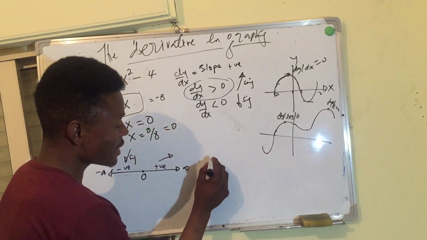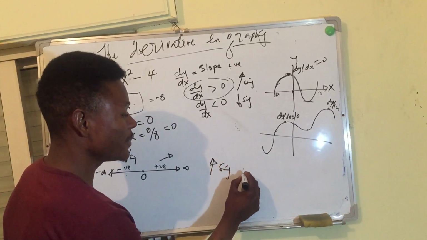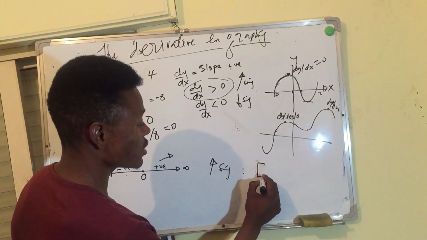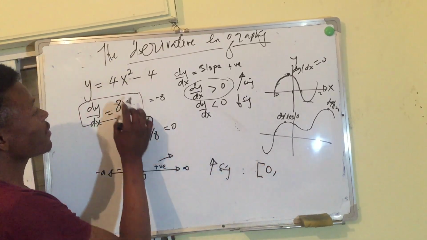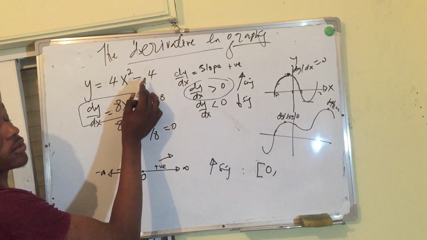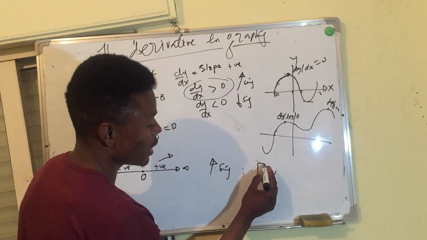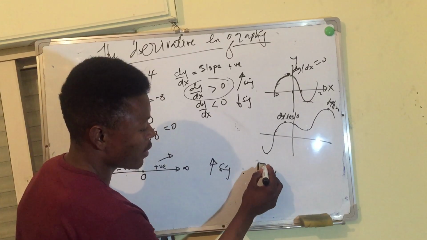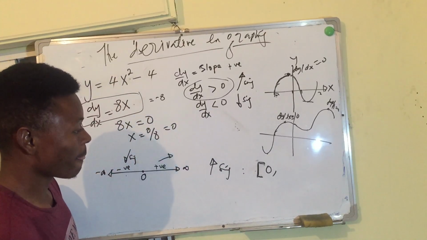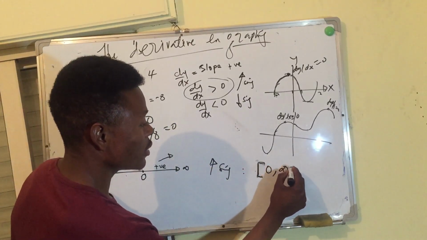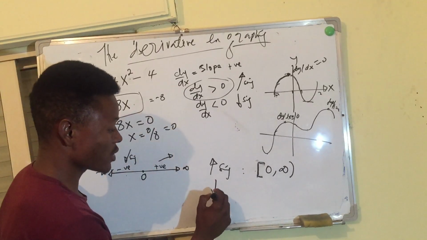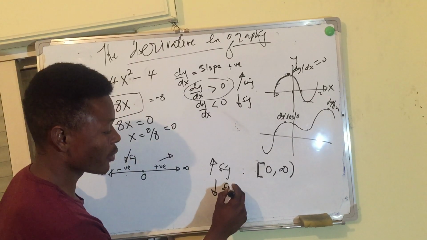So the graph is increasing on which interval? From 0 closed interval, because the function is defined at x equals 0. It is equal to negative 4, defined. So we use this kind of bracket here. So 0 to infinity, and it's not defined at infinity. We don't know because it increases without bound.